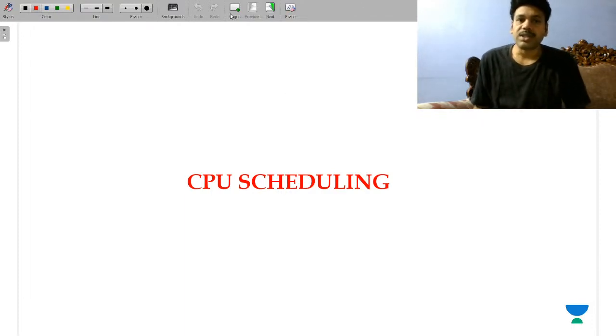So before we discuss CPU scheduling algorithms, let us see a few important things. Who is going to do CPU scheduling, what is the main necessity of CPU scheduling algorithms, and what types of CPU scheduling algorithms are available.